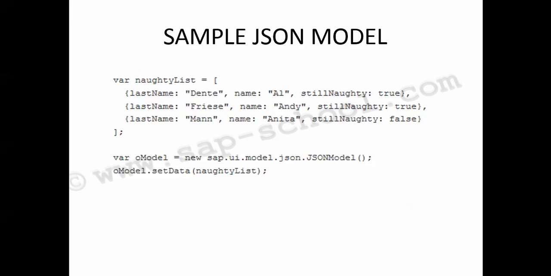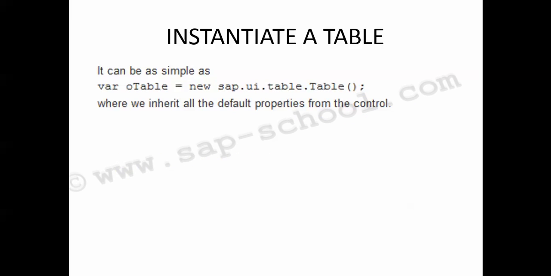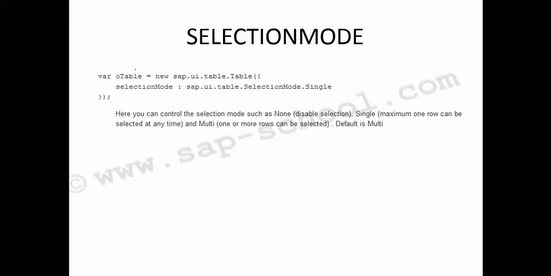Here we can see we have the last name. These are the three last names. After that we have the instantiation of a table. It can be as simple as writing the variable oTable equals new sap.ui.table.Table, where we inherit all the default properties from the control. Then we have the selection mode. Here we can control the selection mode such as none, single and multiple. The default is multi.